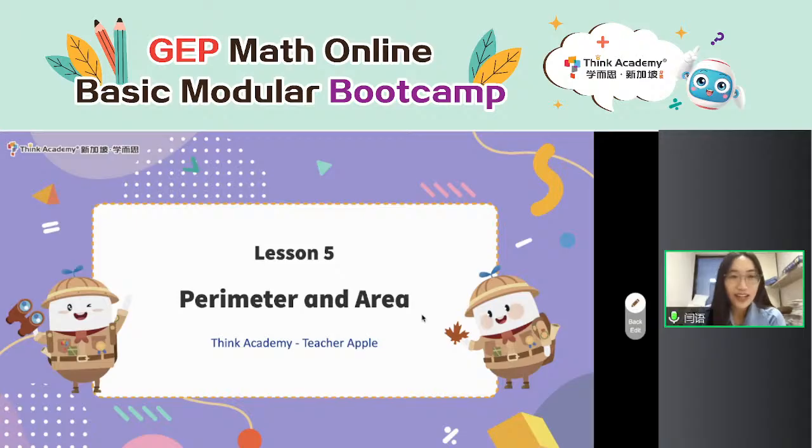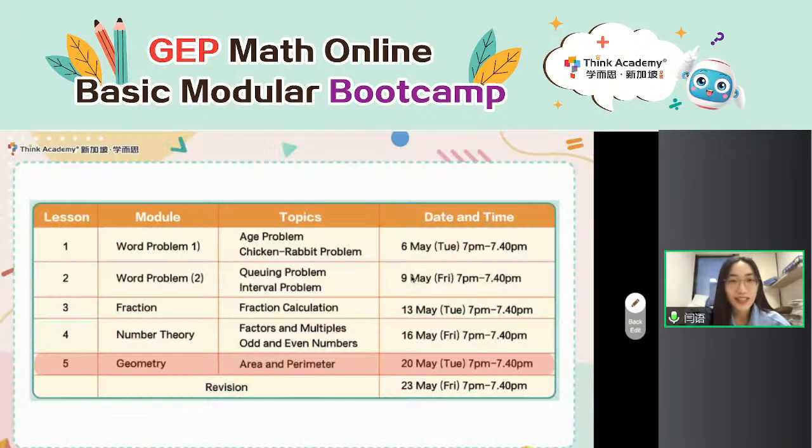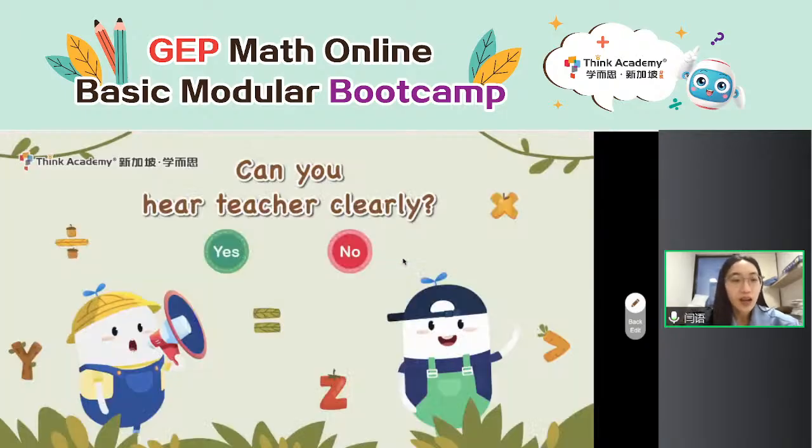So here, let's have a look. The topic is about the perimeter and the area. This is also lesson 5 for our first round of short-term course. And on this Friday, Teacher Mill will help you to do a whole revision.